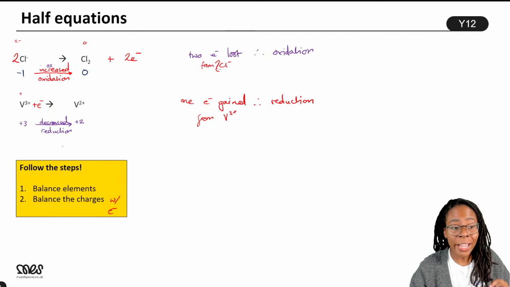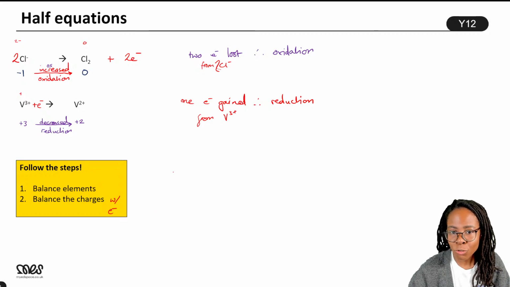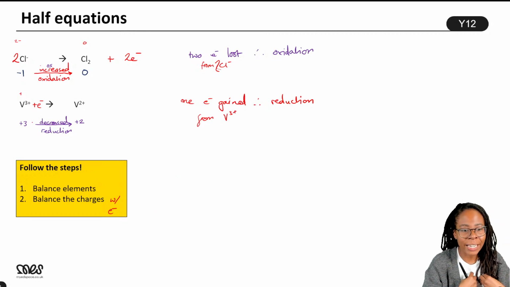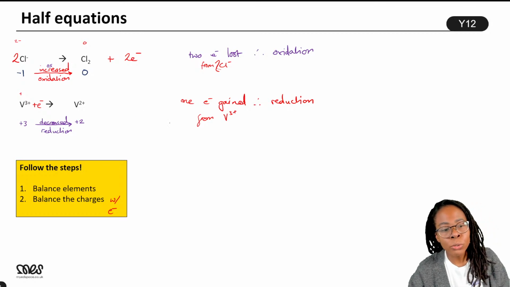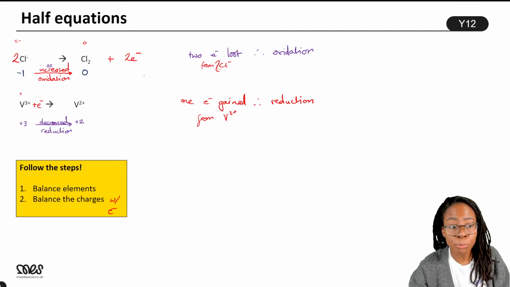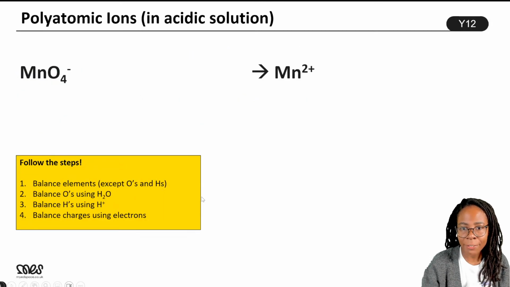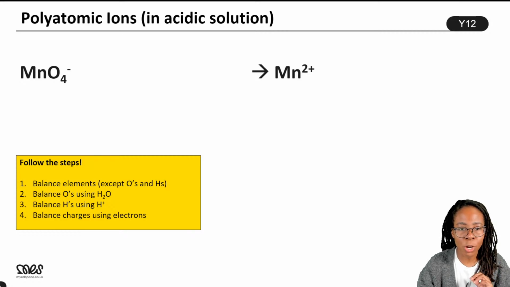Or if you're more of a memory recall type of thinker, then you can think of it as reduction: the electrons go on the left because we're gaining electrons, so the electrons are a reactant, like A plus B, the electrons being a reactant. Whereas if we're losing electrons, then those electrons are a product, so they go on the right-hand side. Okay, lovely. Let's do some trickier half equations where we've got some polyatomic ions.